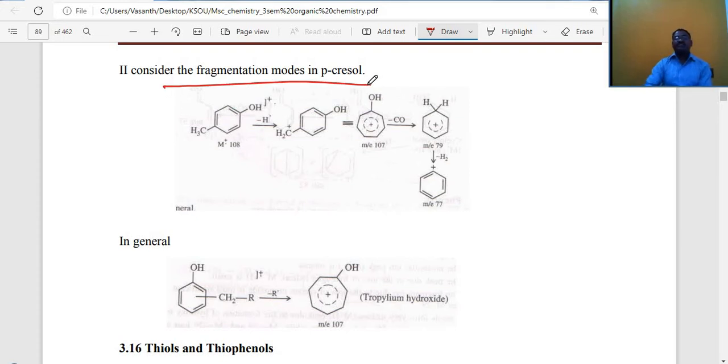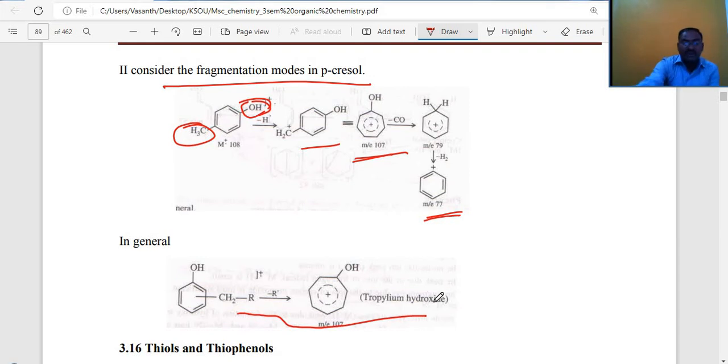Consider the fragmentation modes in the para compound. Here CH3 and OH are both present. On removal of that hydrogen, what are we getting? This one, this one. In general, we have to write the hydroxytropylium ion.